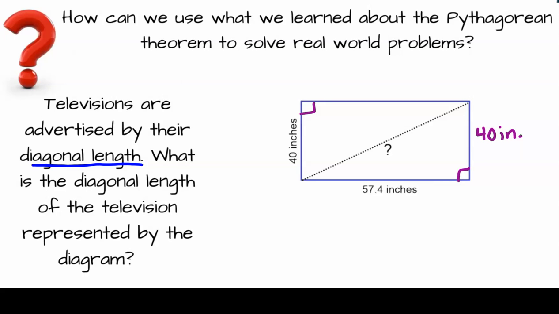All right. I've shown you today how we can use the Pythagorean theorem to find missing side lengths, and now you're going to try, or you are going to succeed at finding the diagonal length using the Pythagorean theorem. You're going to find the diagonal length of this television.